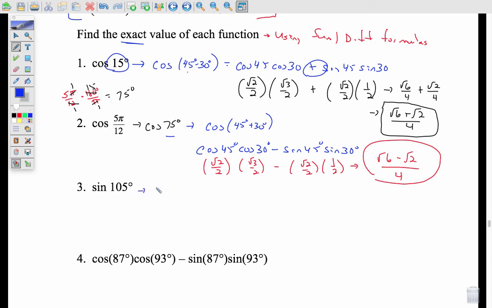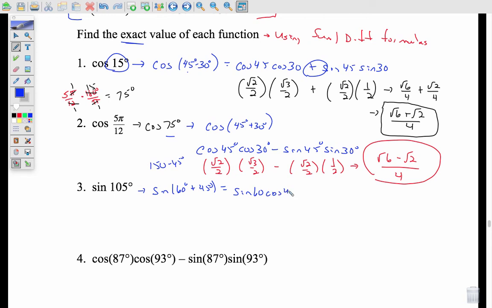The sine of 105, two angles that we could add or subtract from our unit circle to get 105. I would probably add 60 and 45. Again, there's other combinations to work with. We could do 150 minus 45 if we wanted to. But for my money's worth, it's easier to work in the first quadrant most of the time. So we're going to go with sine of 60 plus 45.